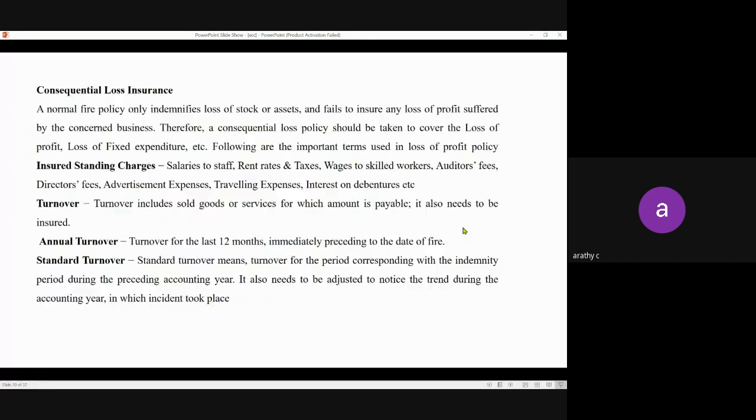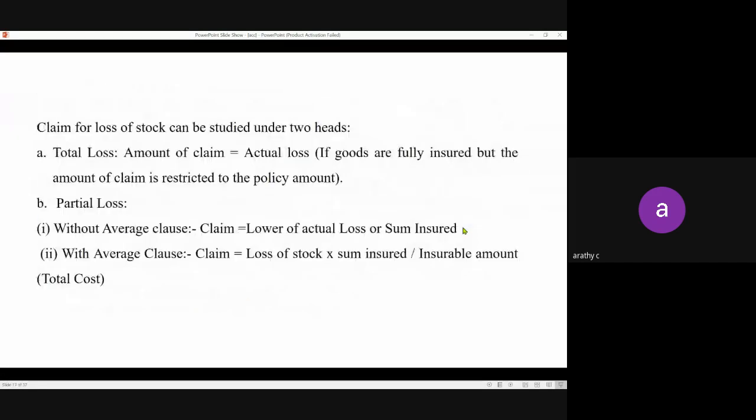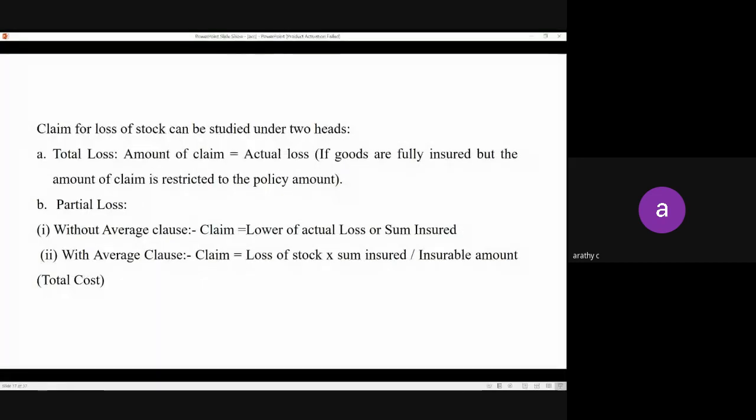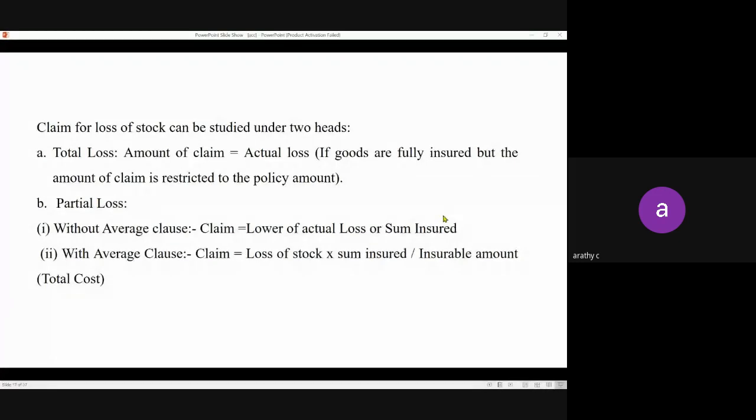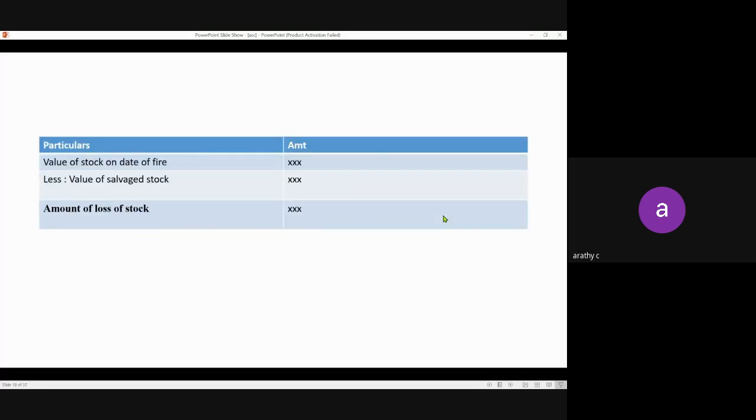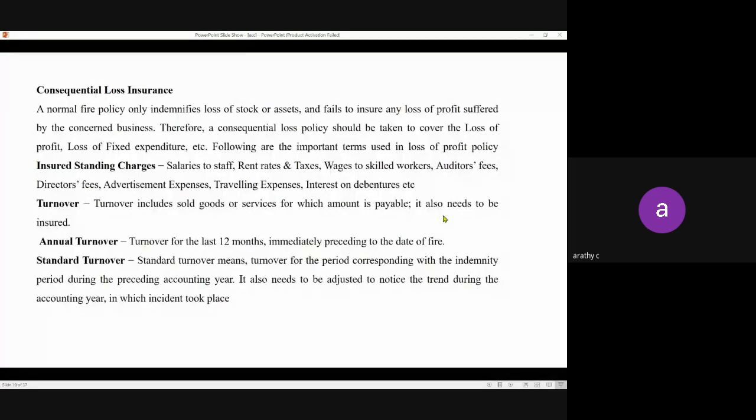These are the main terms included in the insurance claim. So first, the insurance claim can be calculated under two heads, that is claim for loss of stock and claim for loss of profit. And this stock loss can be calculated under two heads, total loss and partial loss. This is a formula for calculating the loss of stock. And next is claim for loss of profit or consequential loss.